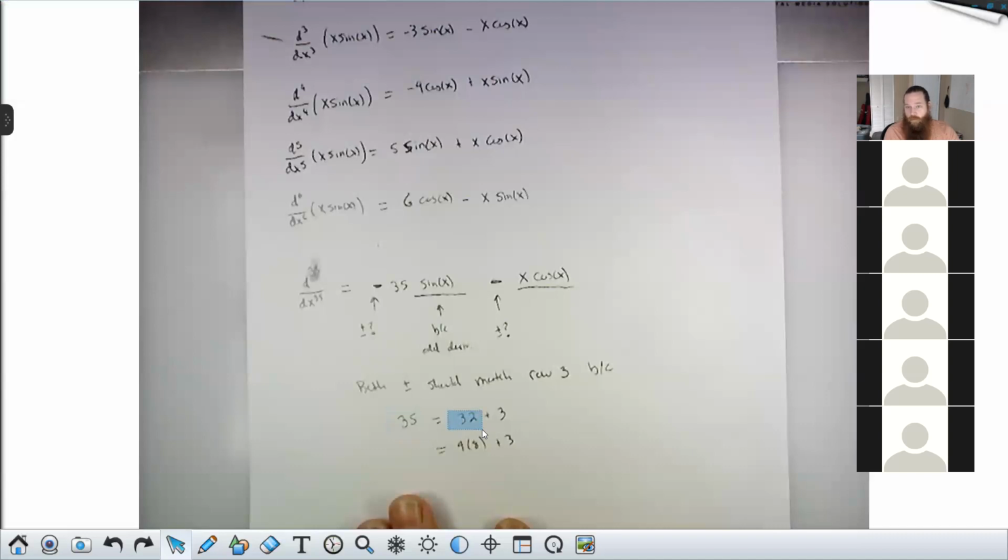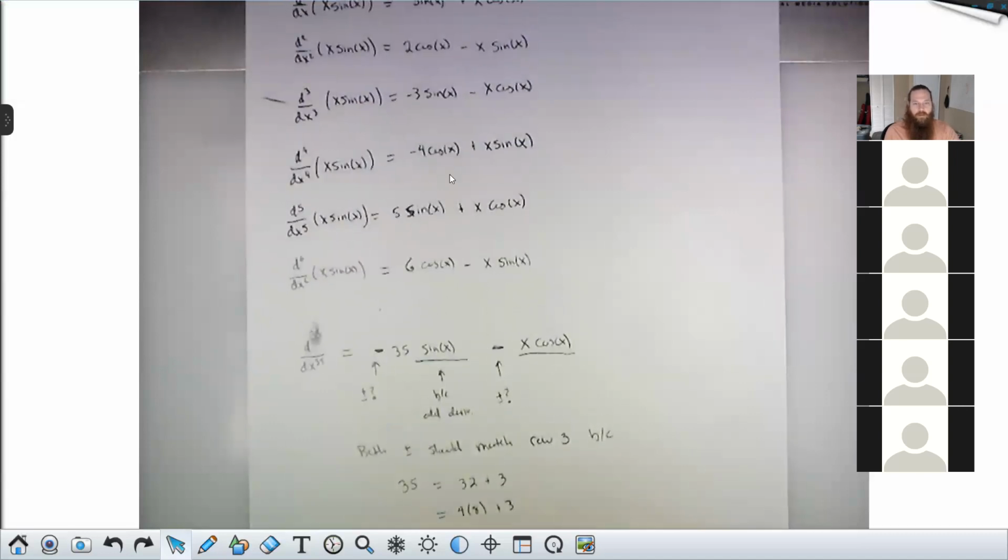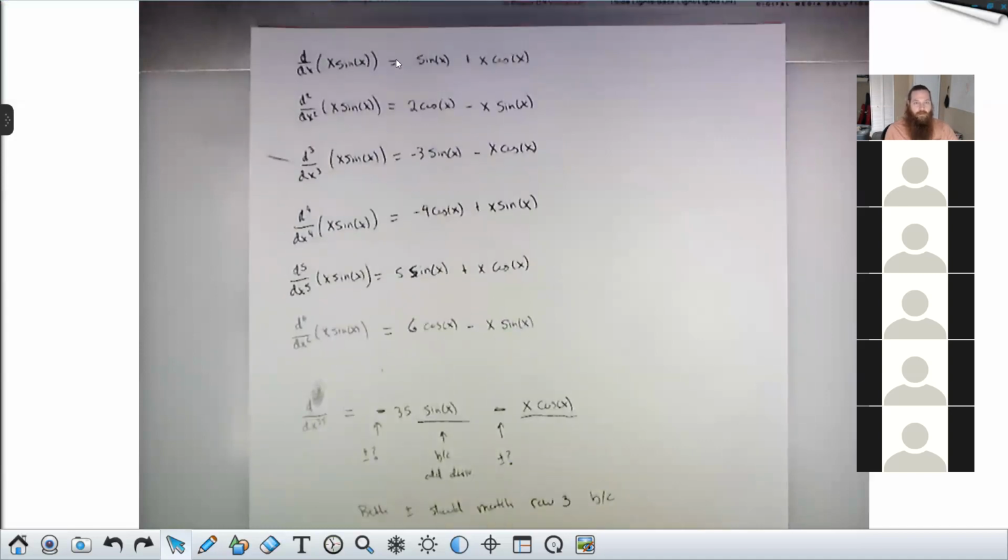Down here, the 35th derivative, I take the derivative 32 times and then 3 more times after that. When I take the derivative 32 times, I will have run through that cycle of 4 8 times. So the 32nd derivative would have a minus in the first part and a plus in the second part, because 32 is a multiple of 4.